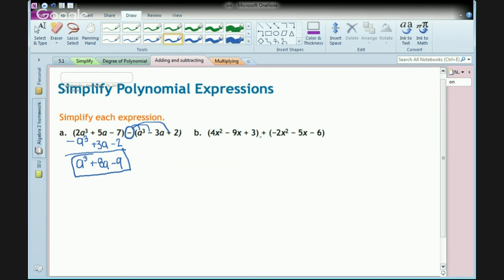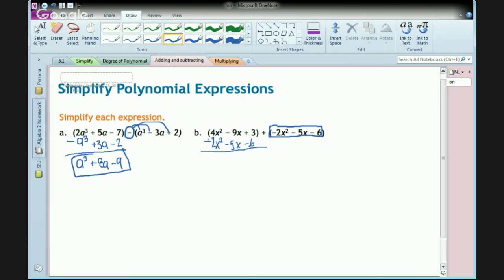With adding polynomials, letter B, since we're adding, we don't have to change the signs. I'm just going to take this whole chunk and write it under our first one, so I can work down. Here we go. And I'm just going to work straight down.